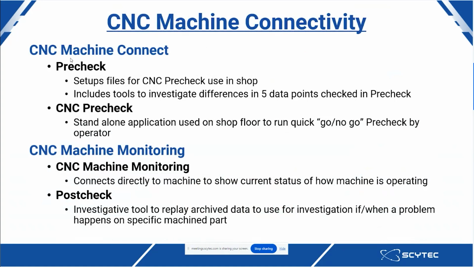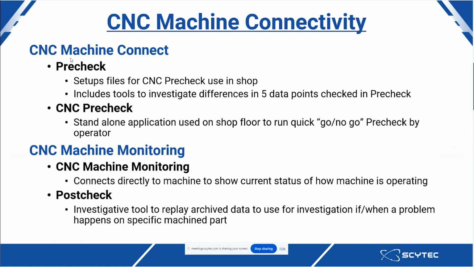So CNC machine connectivity consists of a few different modules. There is CNC Machine Connect, which consists of CNC Precheck as well as Precheck within VERICUT. CNC Precheck is a standalone application that acts as a go or no-go gauge down by the operator. So you can have this software loaded on as many computers, laptops, or Windows-type tablets as you want down on your shop floor to use. And then Precheck within VERICUT gives you a little more functionality to investigate issues on these 5 key data points that we'll show you in just a few minutes.